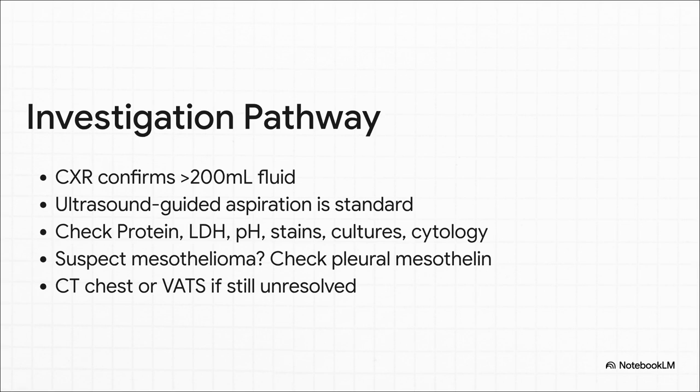Plus, crucially, it differentiates true fluid from tricky pleural thickening. If you try to aspirate pleural thickening blindly, you're just going to get a frustrating dry tap. The fluid panel standardly gets checked for protein, LDH, pH, stains, cultures, and cytology. If you're suspecting mesothelioma, you can specifically test for pleural mesothelin. And if all of that still fails to give you an answer, well, then we escalate to a CT of the chest or a video-assisted thoracoscopic biopsy.